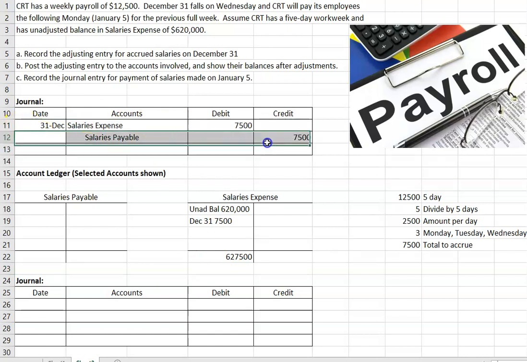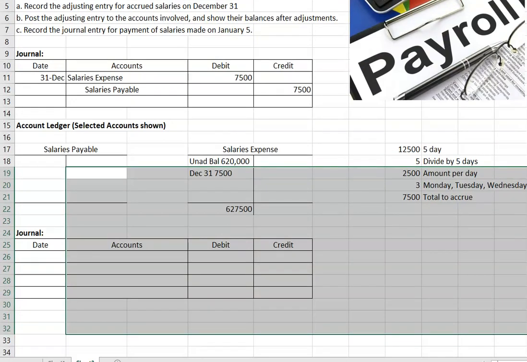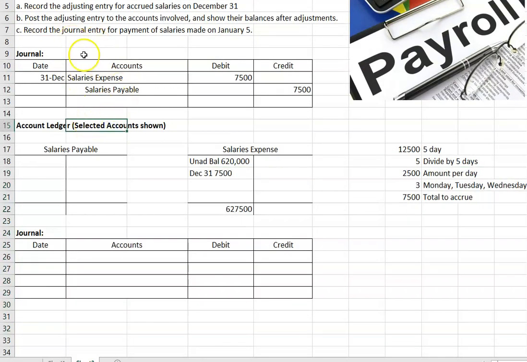Now we need to post this line. So we credited salaries payable. So we're going to come over here to salaries payable, and we're going to say 7,500. That was the cat that did that. I'm so sorry. Salaries payable of $7,500. So our balance is credit of $7,500. Okay, so we've done A and B.